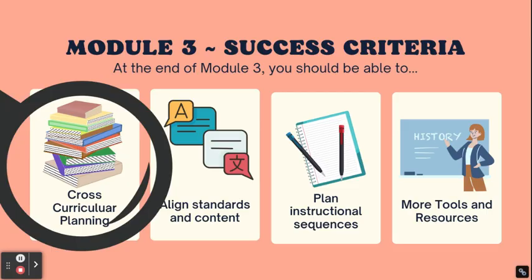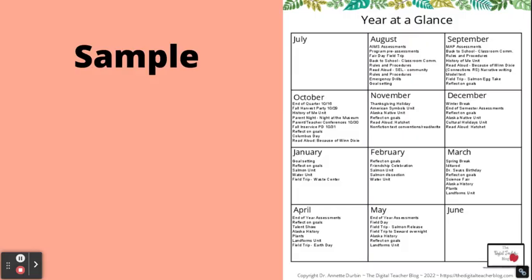And today we are going to take a look at our success criteria. We're going to focus on four different areas: cross-curricular planning, aligning standards and content, planning instructional sequences, and then some additional tools and resources that you'll need to complete your curriculum map.